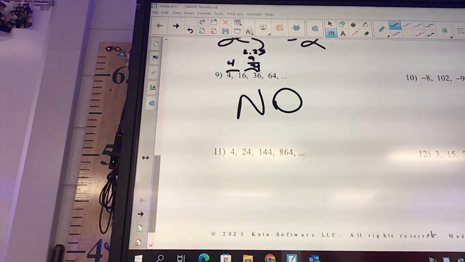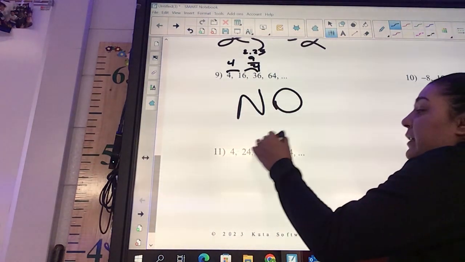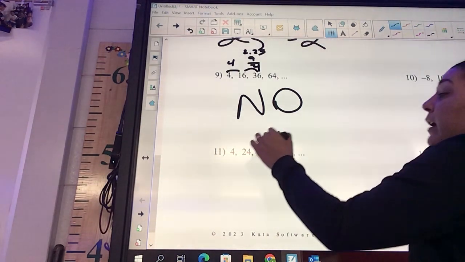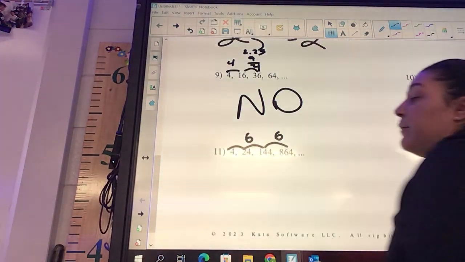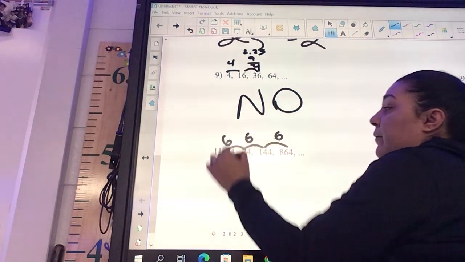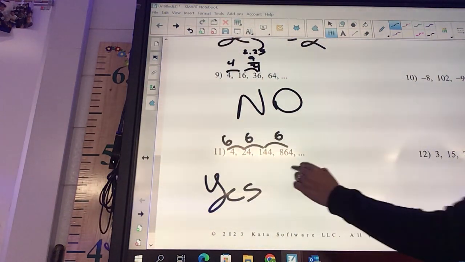Okay, now our numbers are getting really big, right? So do the division method. 864 divided by 144. 6. Okay, 144 divided by 24. 6. So far so good. And then 24 divided by 4. 6. Is this geometric? Yes. What is my common ratio? 6. Good.